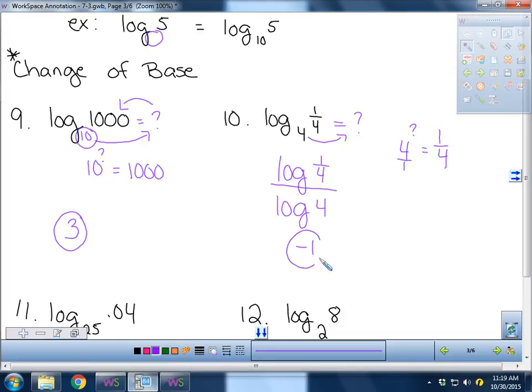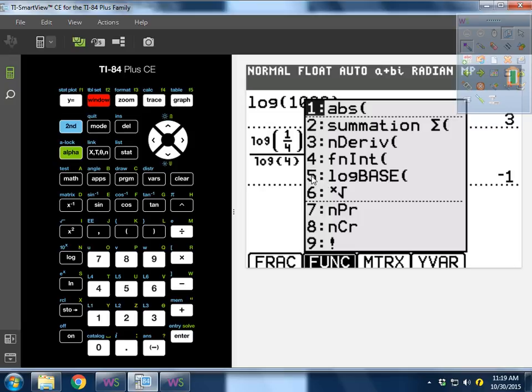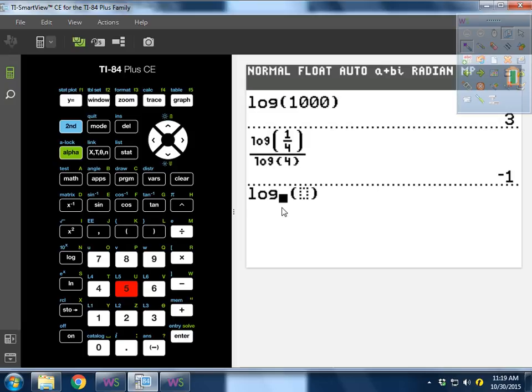Your second option is you could plug it in exactly like it looks. So if you look on your calculator, the shortcut menu for window, if you go to alpha, window, option 5 down here is log base. So I'm going to choose option 5. Notice that it gives me a little box here where I can put something in. So I could put the 4 in there, and then I could go over to the other box and put in my fraction of 1/4. So exactly like my problem looked, and I get the -1.